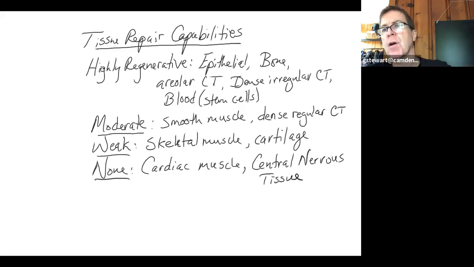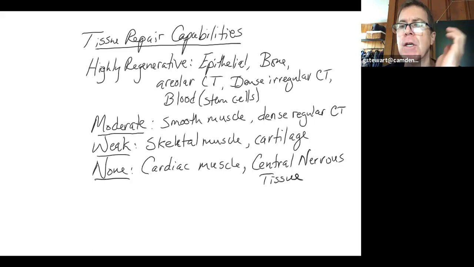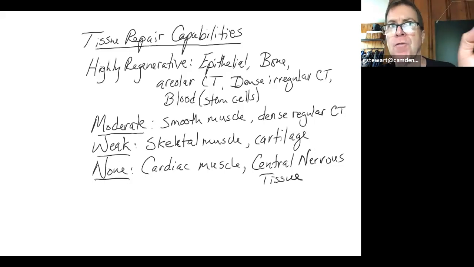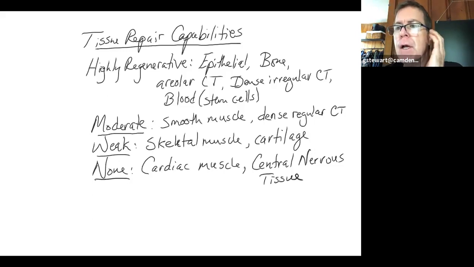We do have some nervous tissue capabilities of repair out in the peripheral nervous system, depending on the severity of the injury. If you get nerve damage out in your arms, your hands, your legs, your feet, away from the brain and spinal cord, we can get some regenerative capabilities in those areas.